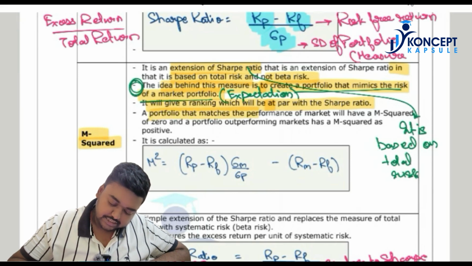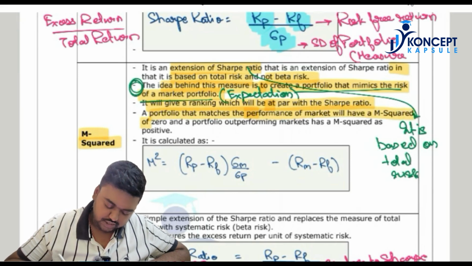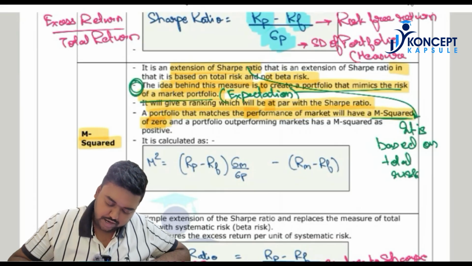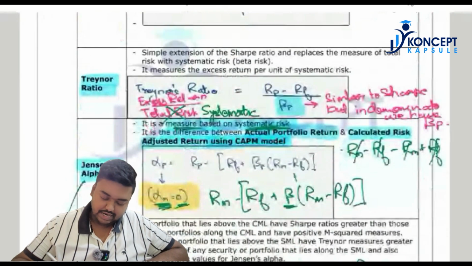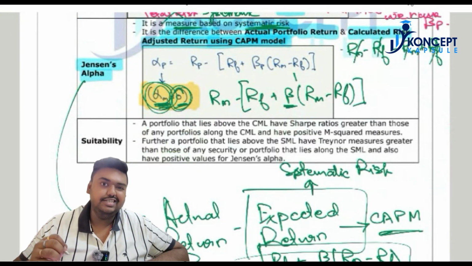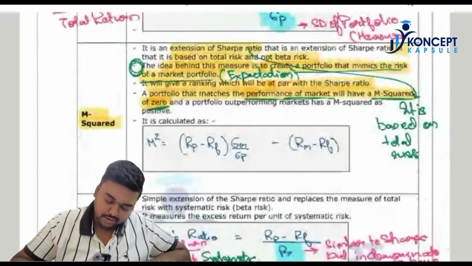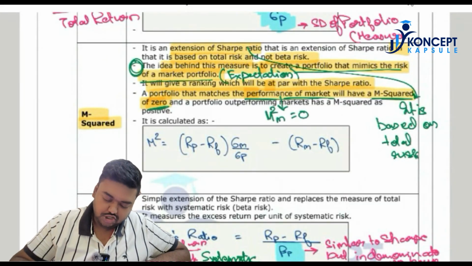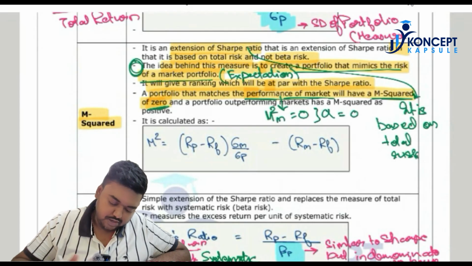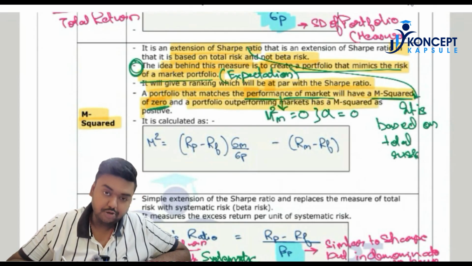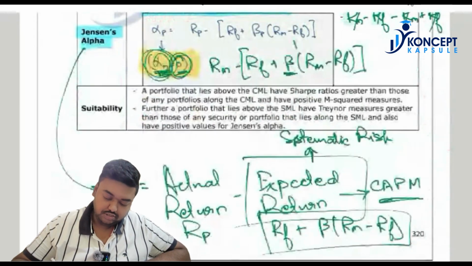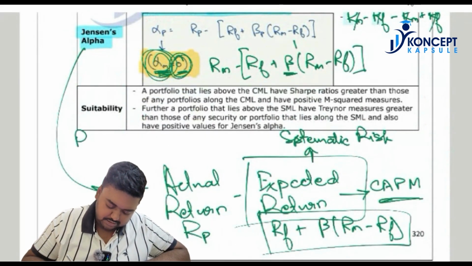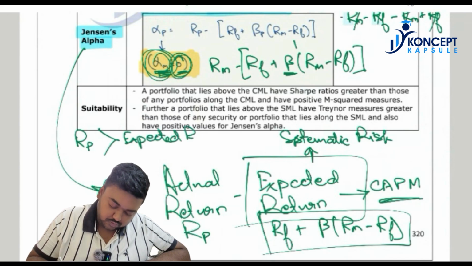A portfolio that matches the performance of the market will have an M squared of 0. See, again, portfolio having a performance of the market. Over here as well, if you see, the market portfolio Jensen's alpha was 0. Similarly, market portfolio's M squared is also 0, just like Jensen's alpha, correct? And the portfolio that outperforms the market will be positive, correct? Over here also, if you see, if my RP, that is my actual return, is higher than the expected return, then my alpha will be positive, correct?